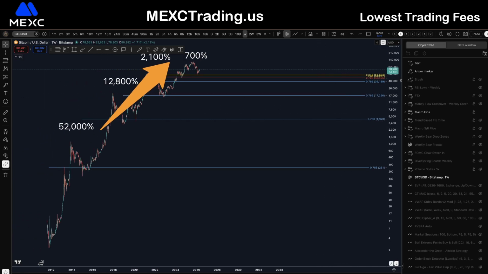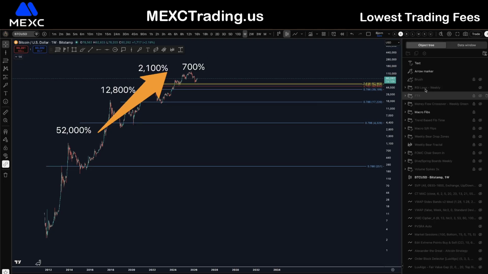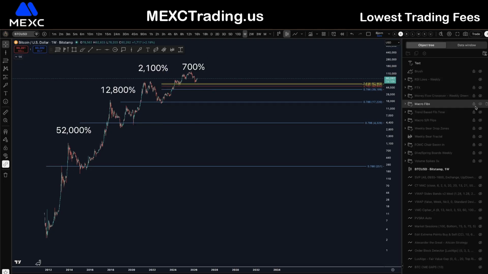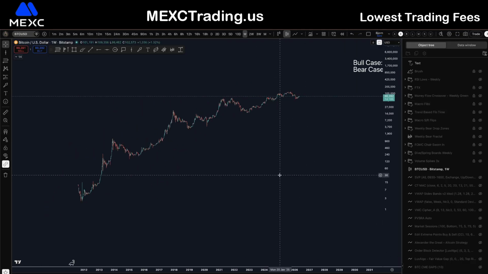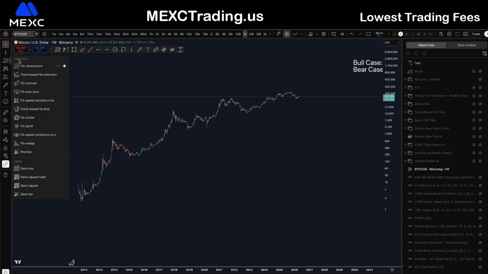So speaking of fibs, a lot of people don't use this fib, but I want to draw your attention to this fib that you may or may not have ever seen before. And this is called a trend-based time fib, okay? And we're looking still at the Bitstamp chart on the weekly time frame. Trend-based time fib. You can find it right here under your Fibonacci menu. Right here, I've already got them marked out.